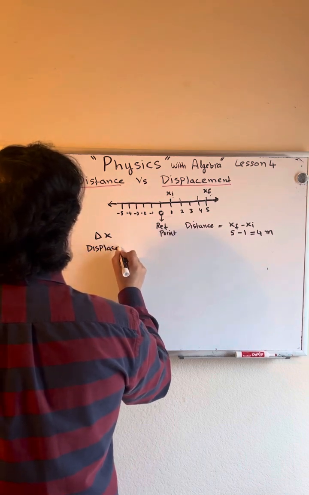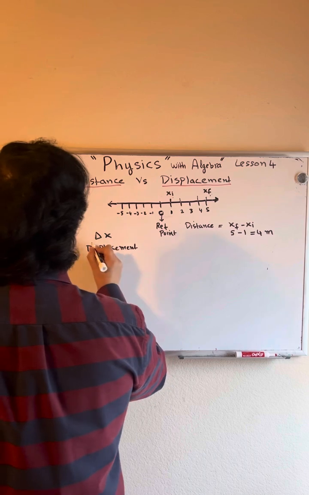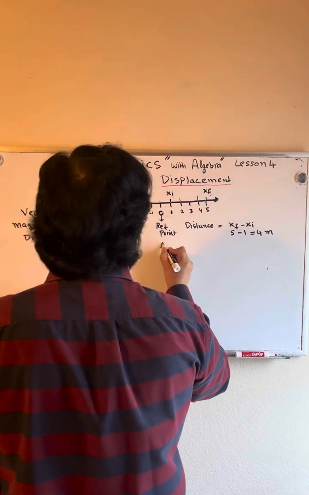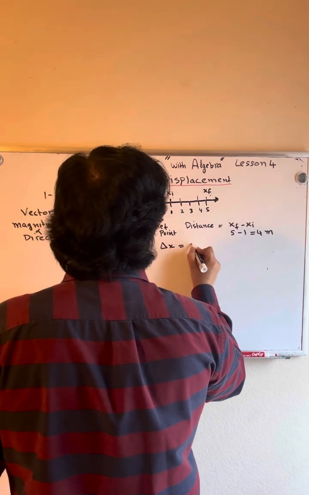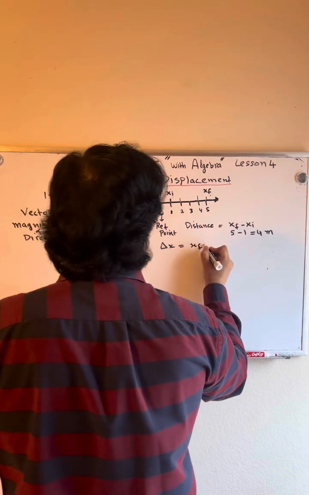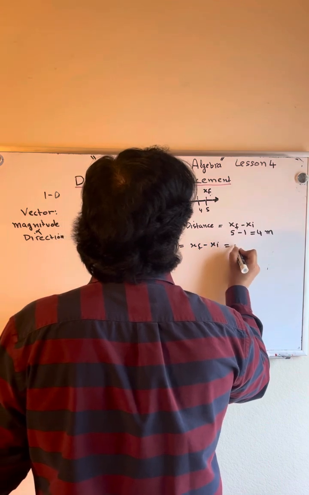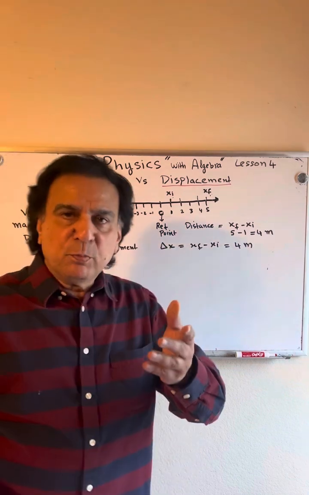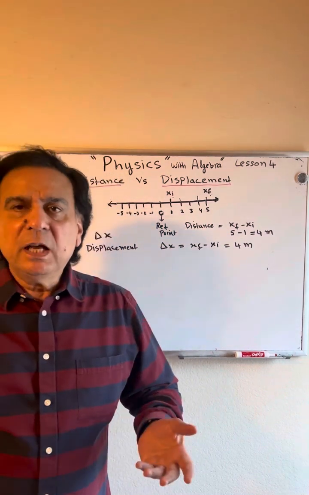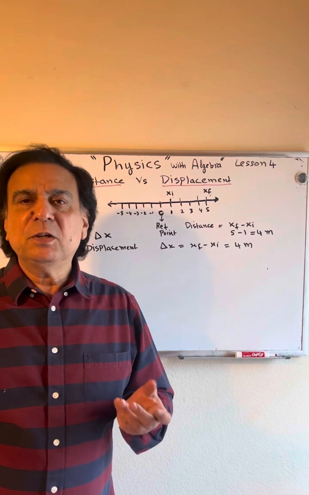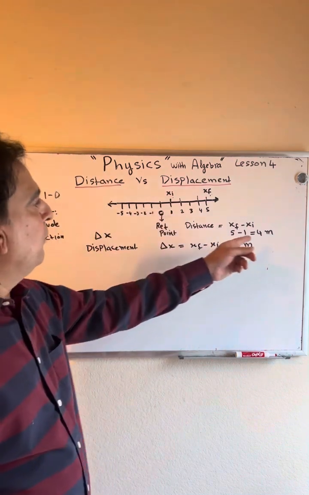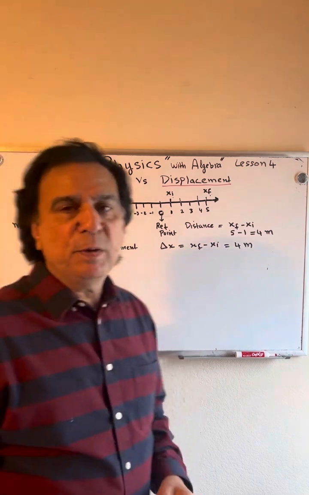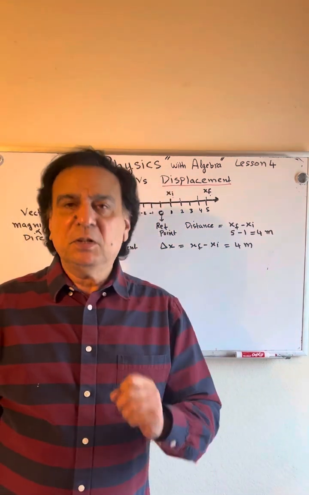So now I ask you, what is the delta x displacement in this case? Well, delta x is going to be x of f, the final point, minus x of i, which is equal to 4 meters. Now, the question probably arising in your mind is, what the heck? Are distance and displacement the same? Because we got 4 meters for distance and the change delta x is also 4 meters. So what's the difference? Well, there is a difference.